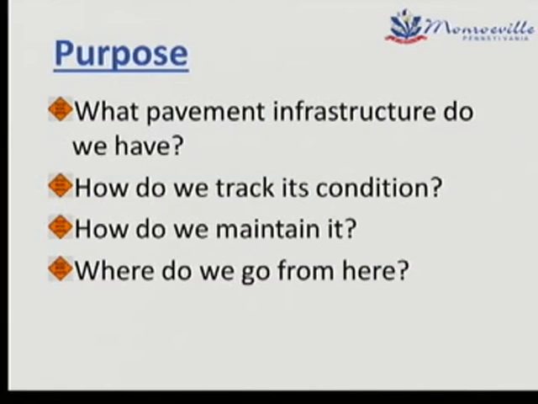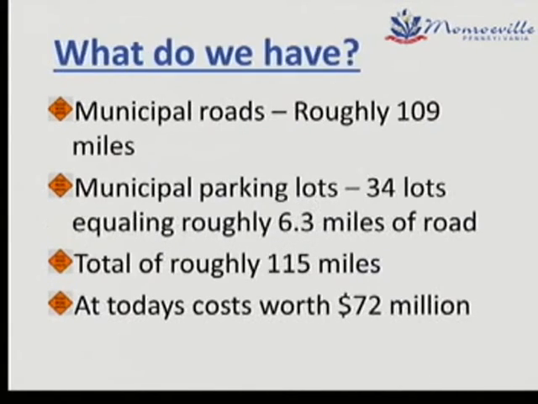All right, so we'll go through the purpose real quick. The purpose of this is to discuss what pavement infrastructure we have, how we track its condition, how we maintain it, and where we are going to go from here. So what do we have? Municipal roads, we have approximately 109 miles of municipal road. 34 municipal parking lots, we equate that in road miles, it's roughly 6.3 miles of road. So a total of roughly 115 miles of road. At today's construction cost, that's worth about $72 million. So that might be your most valuable asset as a municipality.